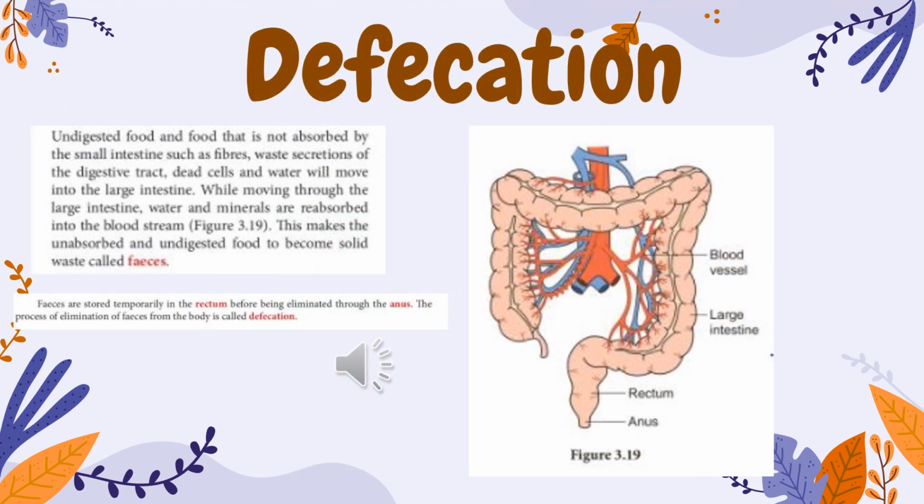Undigested food and food that is not absorbed by the small intestine, such as fibers, with secretion of the digestive tract, the cells and water will move into the large intestine. While moving through the large intestine, water and mineral are reabsorbed into the bloodstream. This makes the unabsorbed and undigested food become solid waste called feces. Feces are stored temporarily in the rectum before being eliminated through the anus. The process of elimination of feces from the body is called defecation.